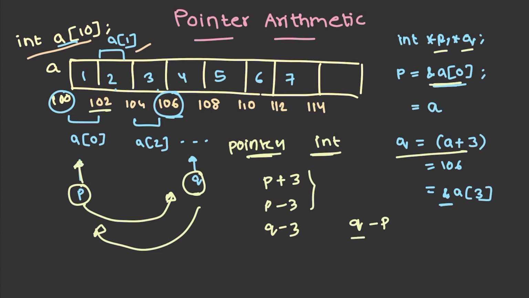q minus p. It is also a scaled operation because we are performing the operation with pointers. Now q minus p actually results in, if q is pointing here, 3, which is 106 minus 100 divided by the size of the data type, which is 2. So it actually results as such. If you just observe, the subtraction of two pointers actually represents the number of values that are between them.